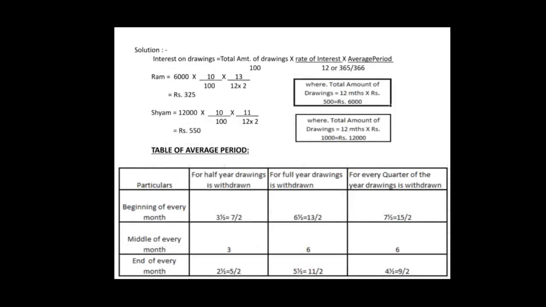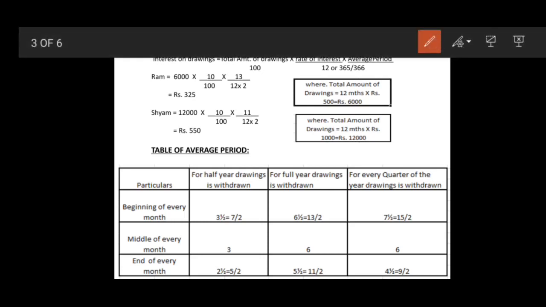Switching towards the formula, interest on drawings is the total amount of drawings multiplied by rate of interest multiplied by average period, whole divided by 100 multiplied by 12. So Ram will have the total amount of drawings as 12 months into 500, that is 6000 rupees, and the rate of interest is 10% as given in the sum, divided by 100 multiplied by the average period. Now what is the average period to be taken in this particular sum? Here Ram has withdrawn at the beginning of every month, and for the full year.